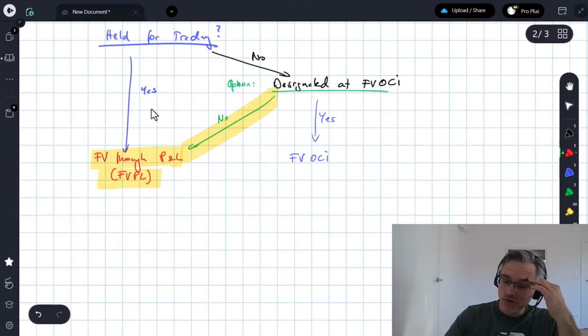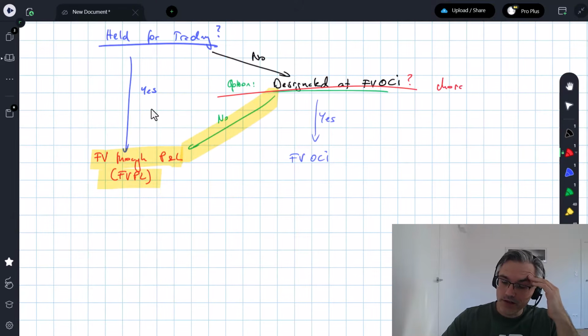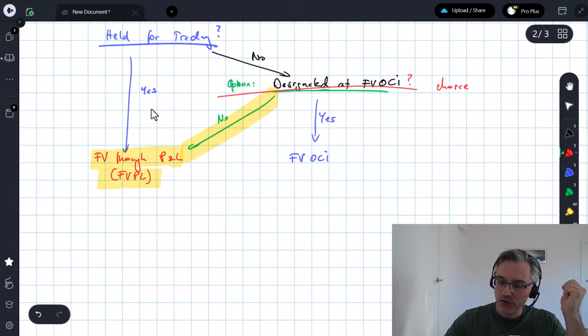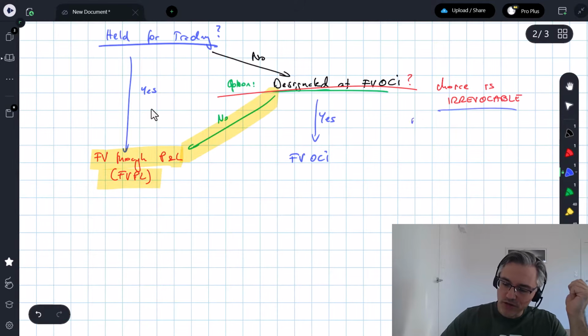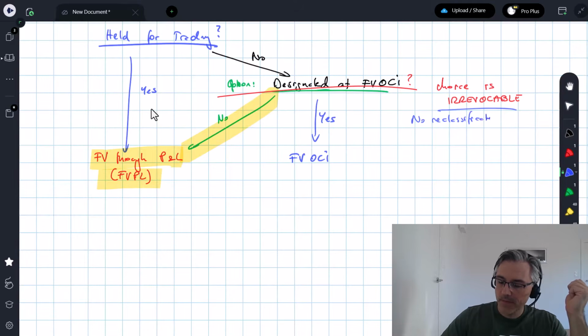However, this choice is irrevocable. In other words, you cannot change it. So there is no reclassification permitted, at least for equity instruments.